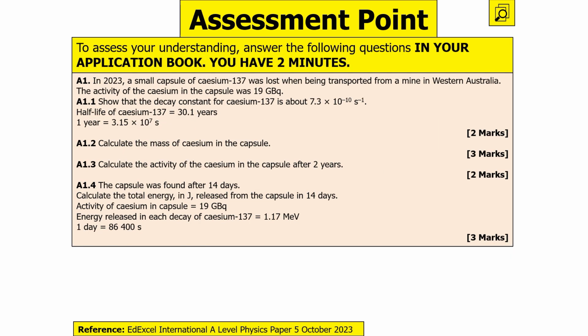The next question says, in 2023, a small capsule of cesium was lost while being transported from a mine in Western Australia. The activity of the cesium in the capsule was 19 gigabecquerels. Show that the decay constant for cesium is about 7.3 times 10 to the minus 10 seconds to the minus 1. Calculate the mass of the cesium in this capsule. Calculate the activity of the cesium in the capsule after 2 years. The capsule was found after 14 days. Calculate the total energy in joules released from the capsule in 14 days. So pause the video now, then unpause the video when you want to go through your answer.